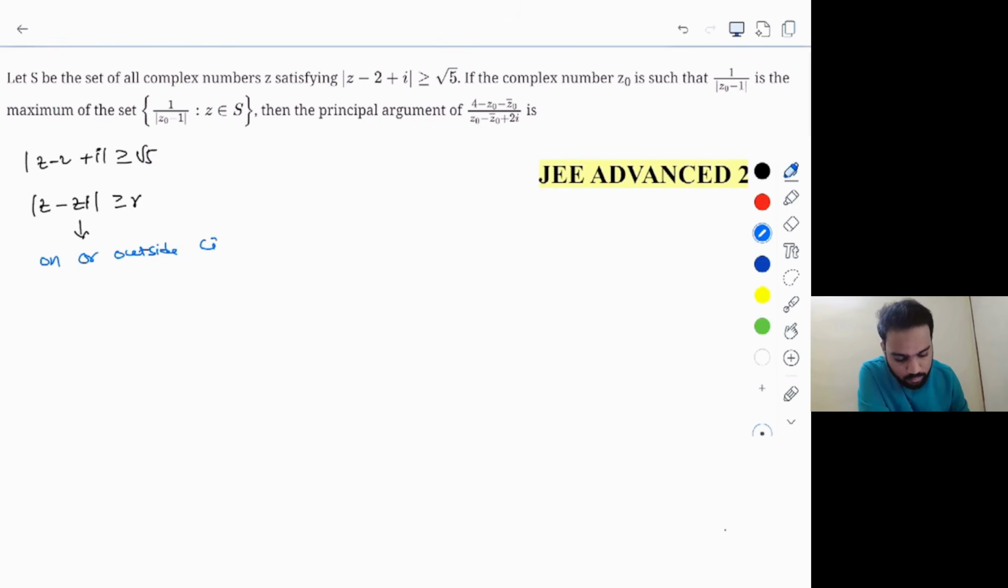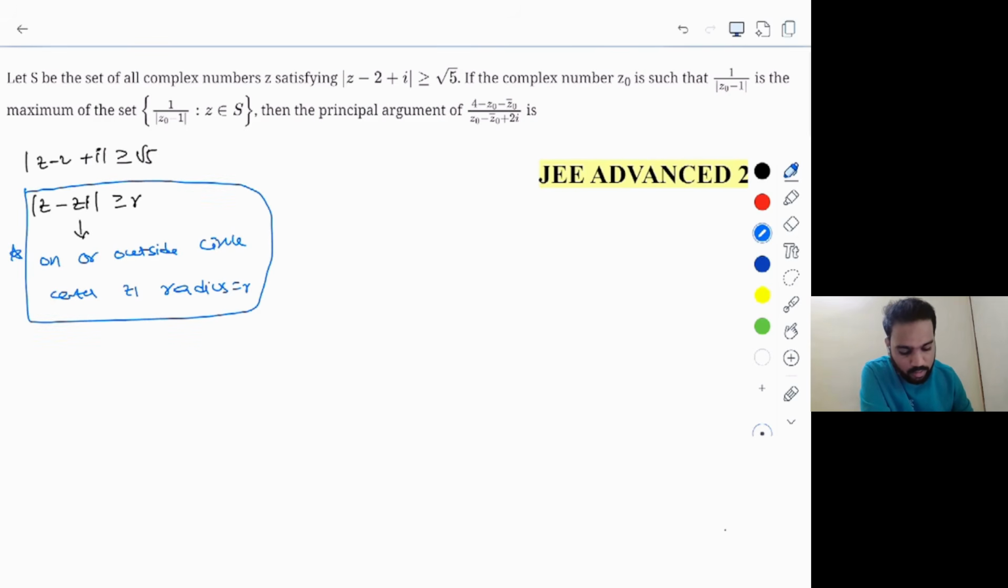outside the circle with center as z1 and radius equals to r. Okay, so we know this inequality represents on or outside the circle whose center is z1 and radius is equal to r in the complex plane.